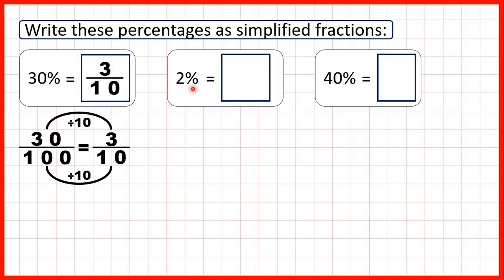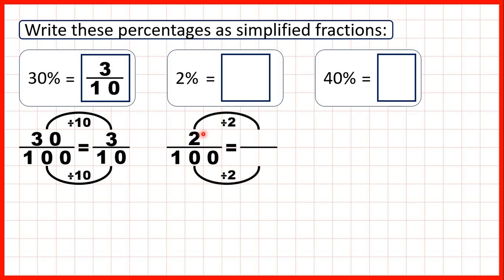Now we have 2%, so that's 2 over 100. The highest common factor is 2, so 2 divided by 2 is 1, 100 divided by 2 is 50, so we can write 2% as 1 over 50.